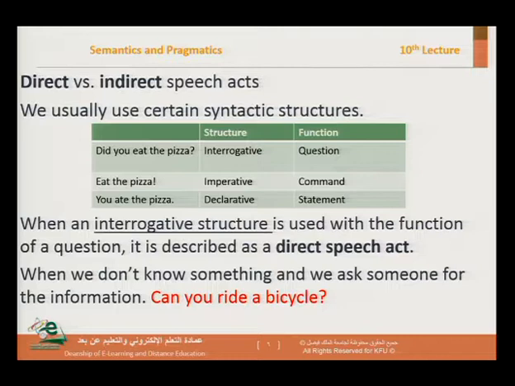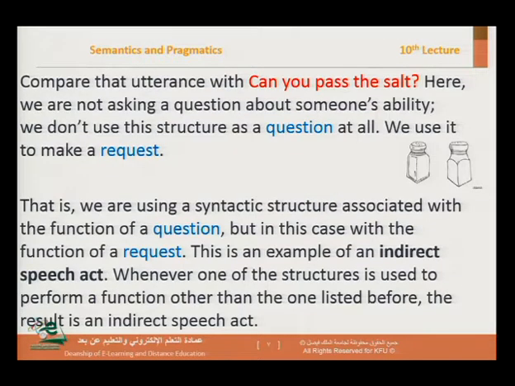This should be different when the speaker has a different function in mind. An example for that could be, can you pass the salt? Now, if you think about this utterance, how would you usually respond to it? If you and I are sitting at a table right now having dinner, and I ask you this question, can you pass the salt? What would your reaction be? Think about it. You're most likely going to take the salt and give it to me, right?